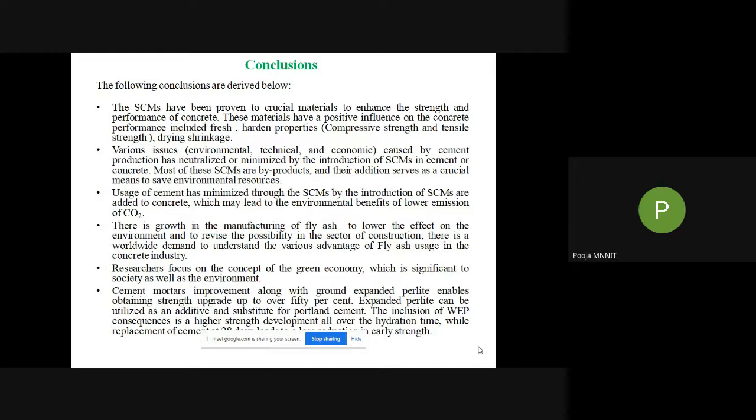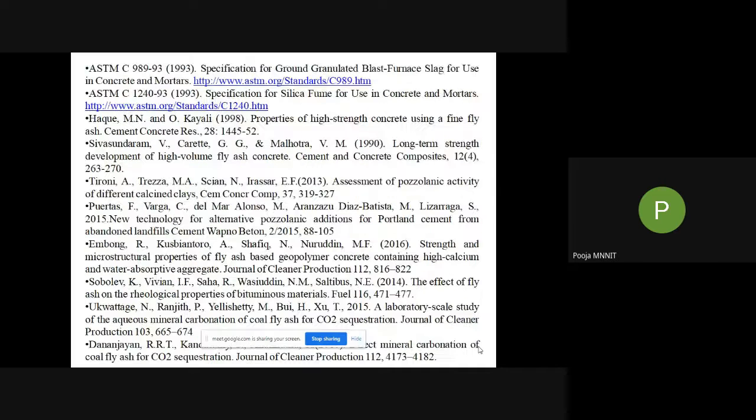And also the cement usage has been minimized by the introduction of the supplementary cementing material added to the concrete, which may lead to environmental benefits, lowering the emission of CO2. And researchers also focus on the concept of green economy, which is significant to the society as well as the environment. Expanded perlites can be utilized as an additive or substitute for the Portland cement due to their high pozzolanic activity. Here are the references.